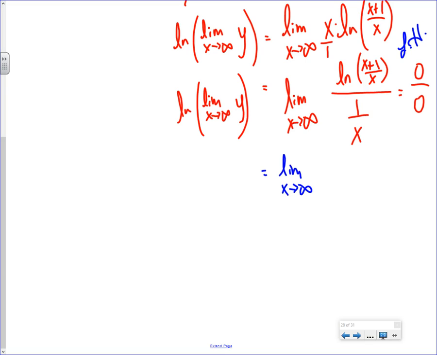Derivative of the top. Ugh, 1 over x plus 1, that's kind of gross. Isn't it just the reciprocal of that? Do you guys like writing it that way? Someone said we could write it as a difference, right? Yeah, you guys weren't wrong.